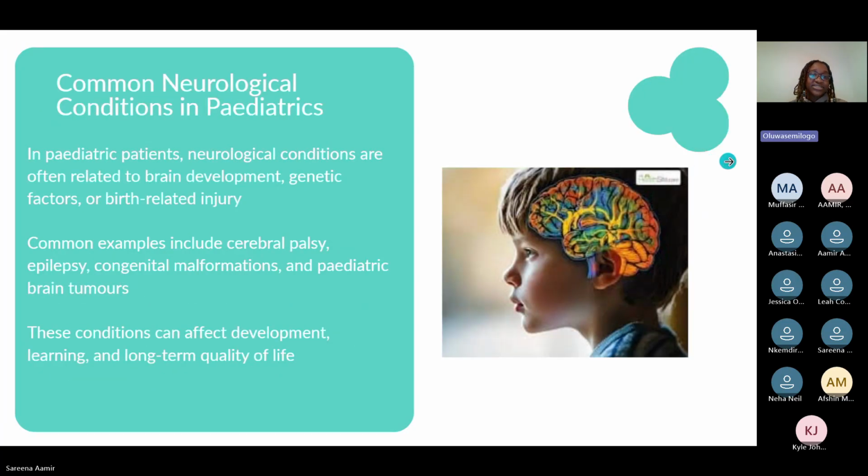Common neurological conditions in pediatrics are often related to brain development, genetic factors, or birth-related injury. Common examples include cerebral palsy, epilepsy, congenital malformations, and pediatric brain tumors. These conditions can affect development, learning, and long-term quality of life.